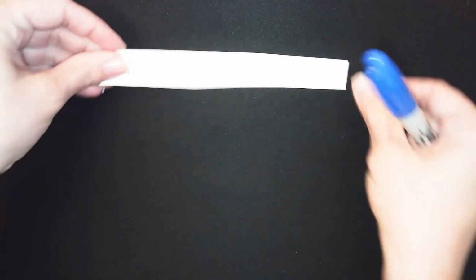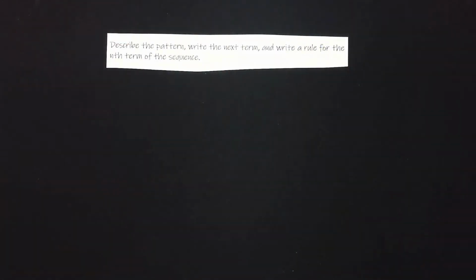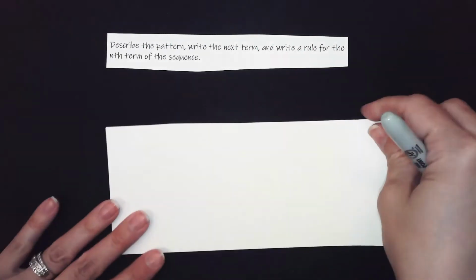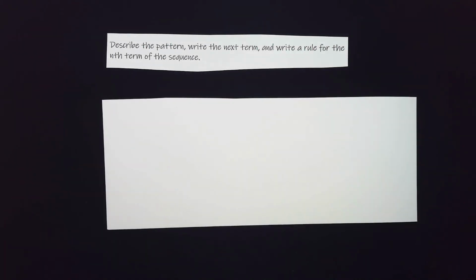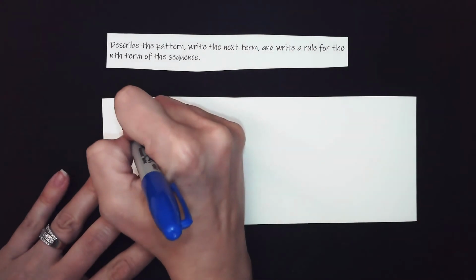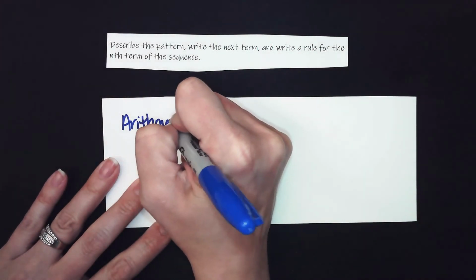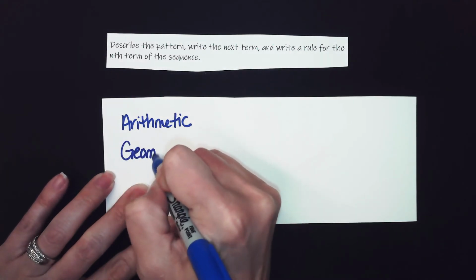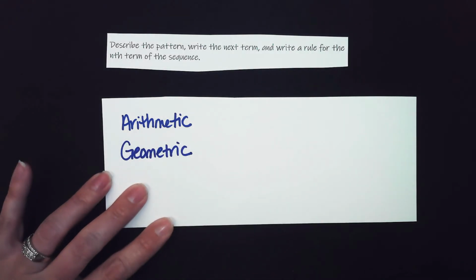Okay, so we need to describe the pattern, write the next term, and then write a rule for the nth term. So when we're describing the pattern, we have two different ways to describe it. And you can add this to your vocabulary or write it somewhere, you're either going to have an arithmetic sequence or you're going to have a geometric. That's the description Big Ideas is wanting.